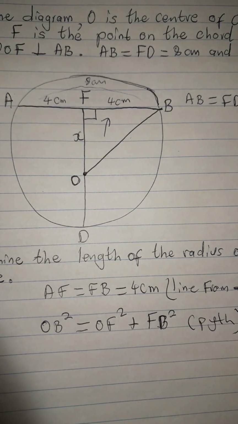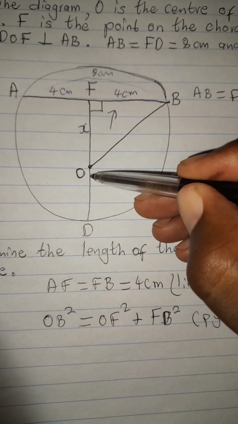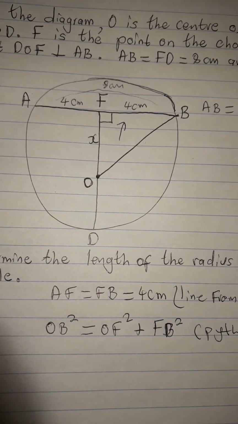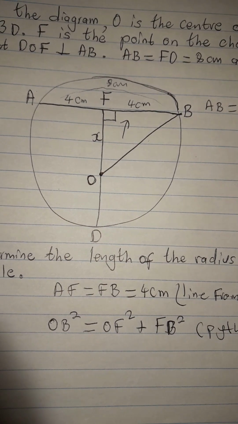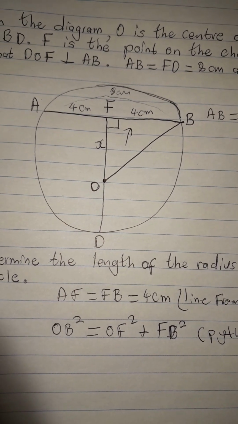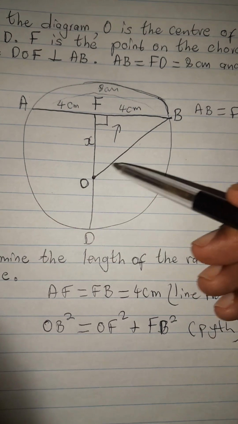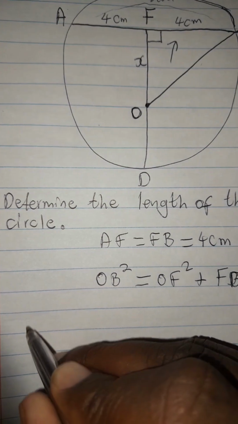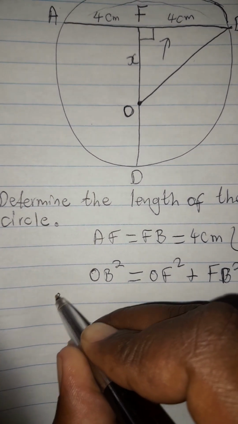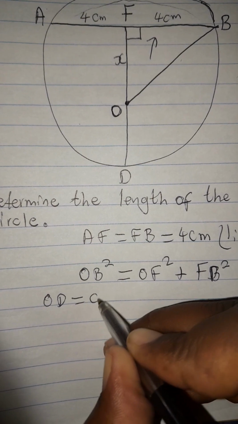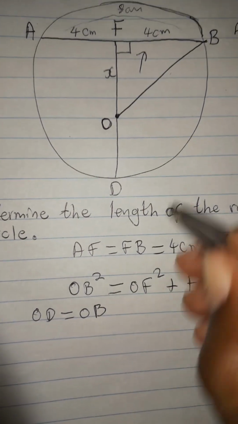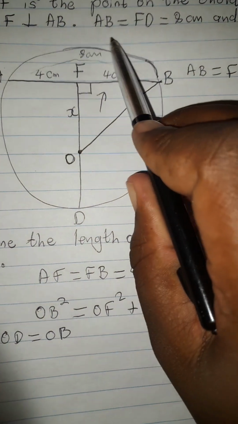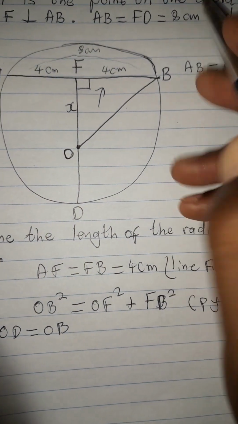First thing, we can see that OD and OB are equal. Forgive me when it comes to sketching my circle accurately, I use a rough hand, but OD is equal to OB. Reason: they are equal radii. So we can find OD. How can we find OD? Remember that AB is equal to FD, which is equal to 8 centimeters.